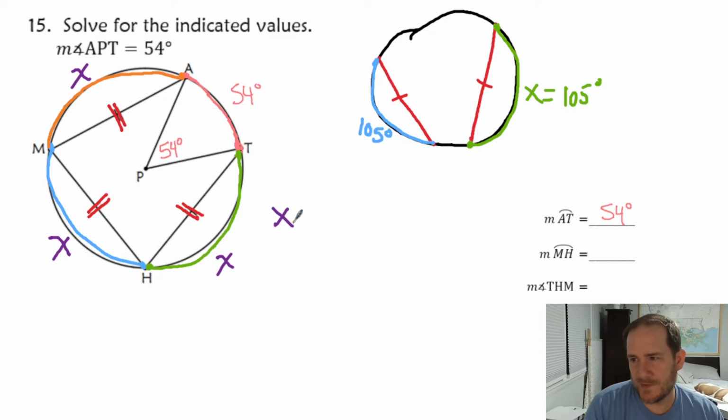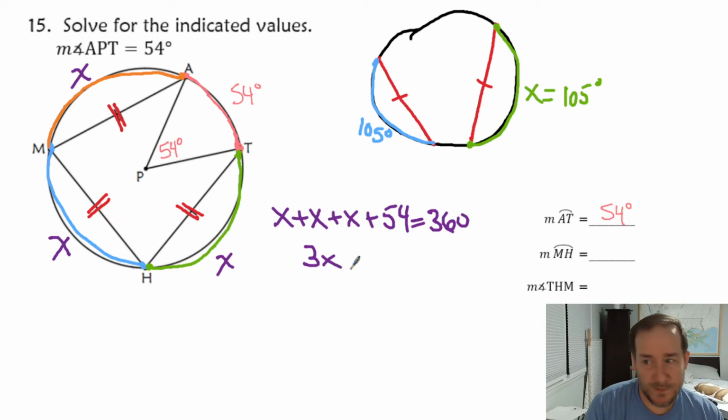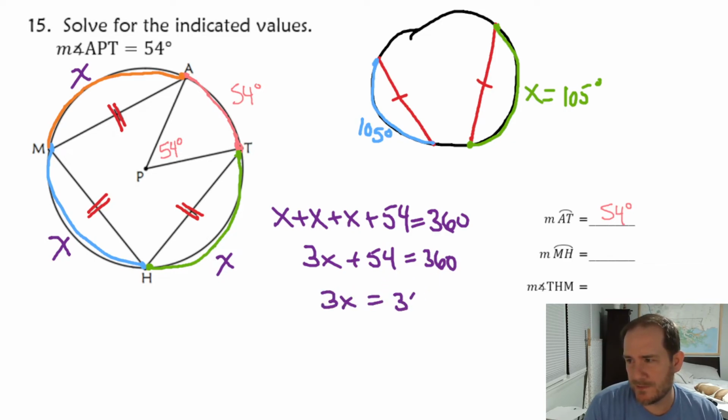So technically what you're saying is the x, the x, the x, and the 54, they make a full circle, so of course they all have to add up to 360. So the 3 x's make, well, 3x plus 54 equals 360. So that's a 3x. If you subtract the 54, you get 306. Then you finally divide by 3 and you get 102. So each of these arcs is 102.